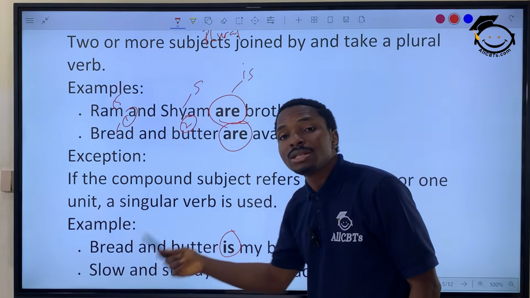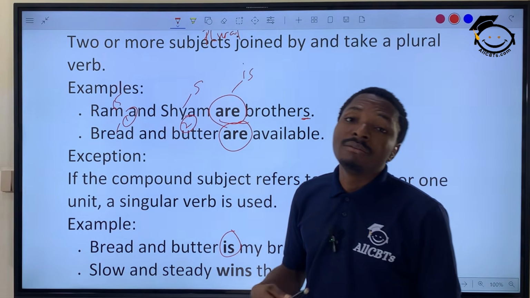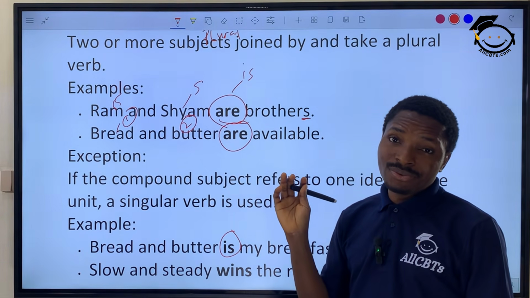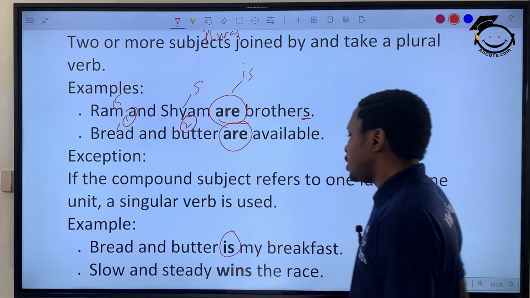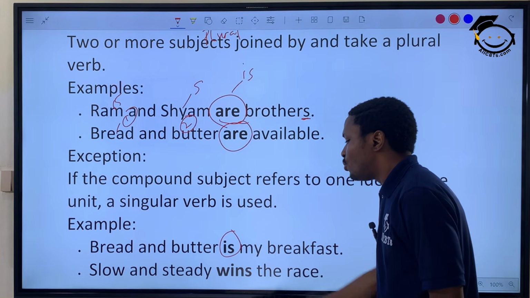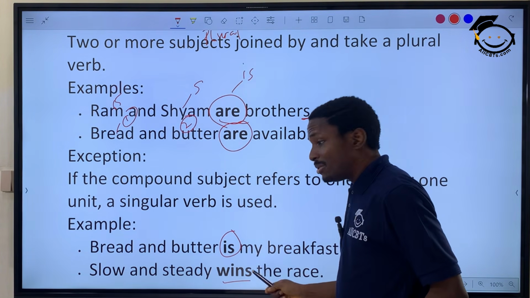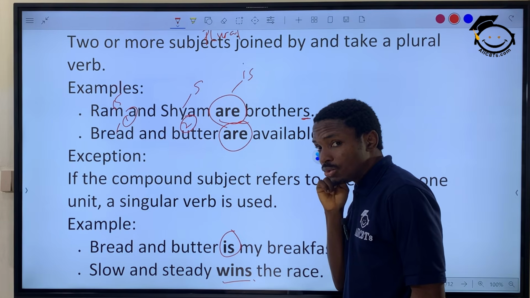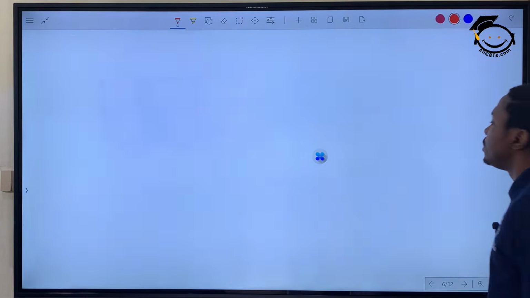So if I'm also reporting this, or I'm telling somebody of something in the past, I would also say "bread and butter was my breakfast," to be correct. And then "slow and steady wins the race." Are you still there now? This is singular. Don't mind the S. Remember again what I told you. The S has to be there for the singular verb.